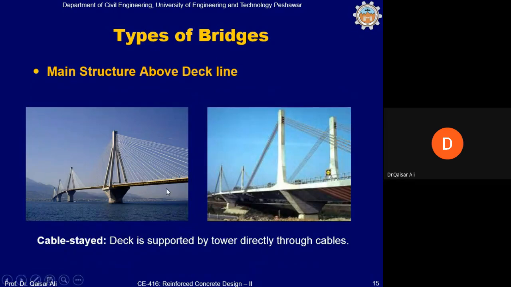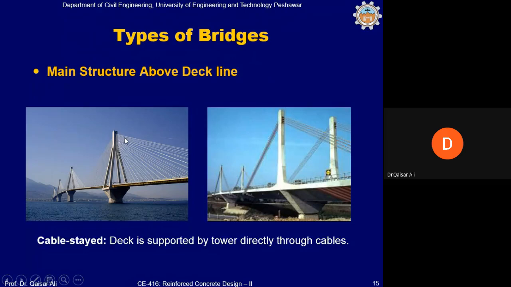This is another type of bridge where the main system is above the deck line. These are called cable stayed bridges. The main difference between a cable stayed bridge and suspension bridges is that in a suspension bridge there are two main cables running from tower to tower, and then hangers are connected to the cables. The load of the deck is transferred through hangers to the cables and from cables to the anchor blocks.